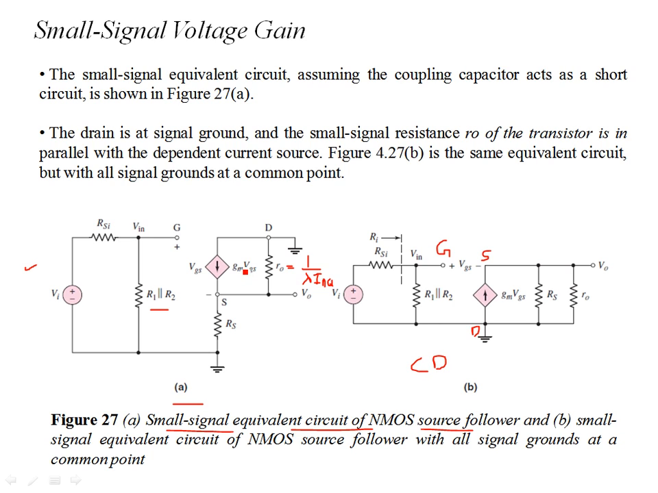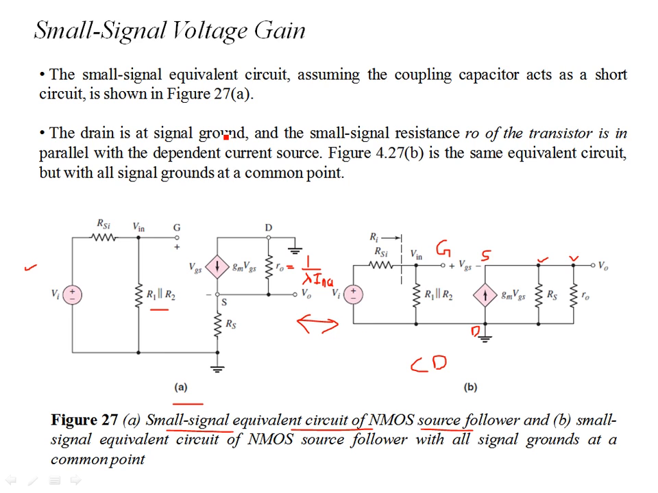For example, R0 has one terminal at the drain, which is the ground. So one node of R0 is connected to the signal ground, and the other node is connected to the source. These are the source nodes. Similarly, at the source node you have the resistance RS, and the other end is at ground. So you can draw this. These are the equivalent configurations, one and the same.